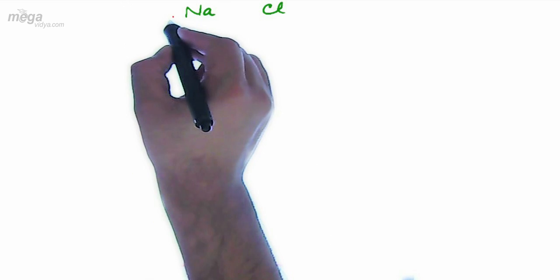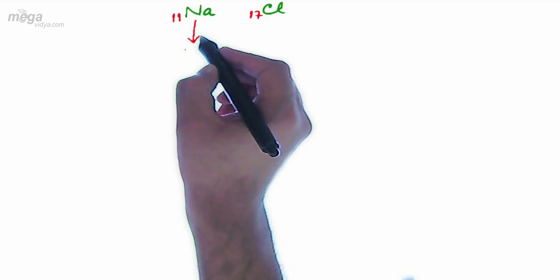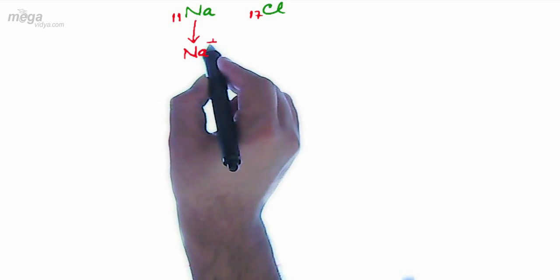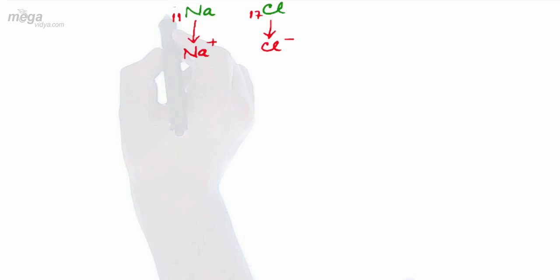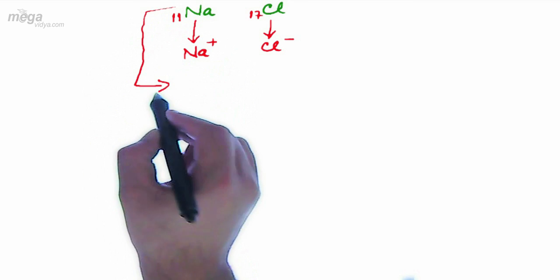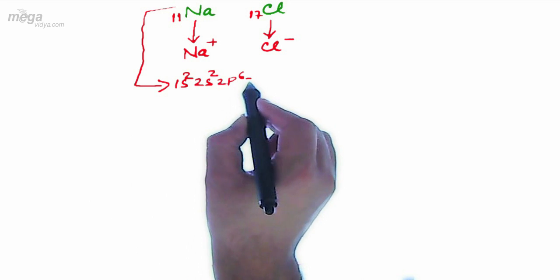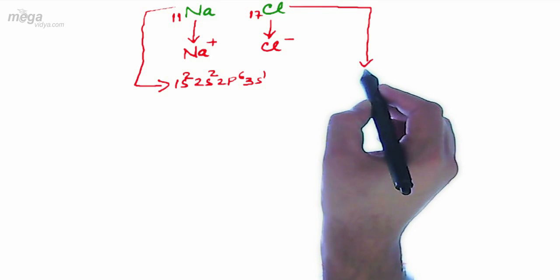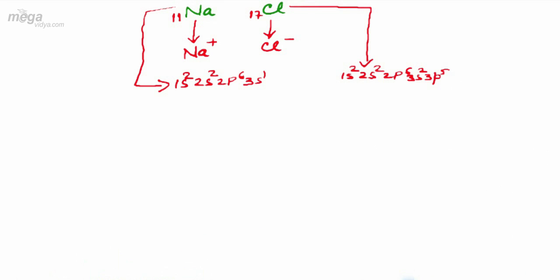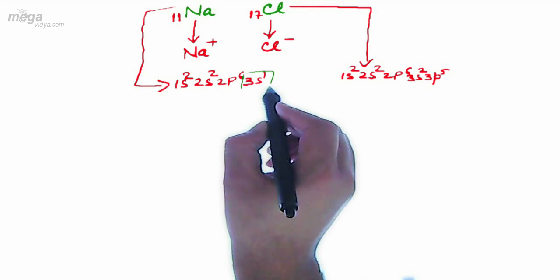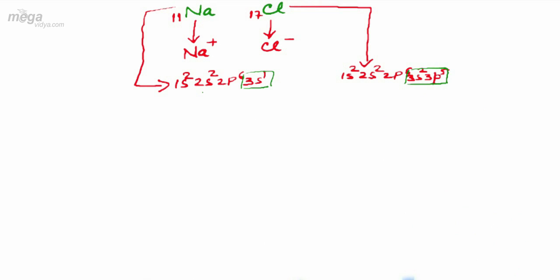So here sodium has an atomic number of 11, chlorine has an atomic number of 17. Now sodium will undergo the loss of one electron forming Na+, and Cl will gain one electron forming Cl-. If we observe the initial configuration of sodium, it is 1s2 2s2 2p6 3s1, whereas that of chlorine is 1s2 2s2 2p6 3s2 3p5. In the valence shell of sodium we have 3s1, whereas chlorine has 3s2 3p5.